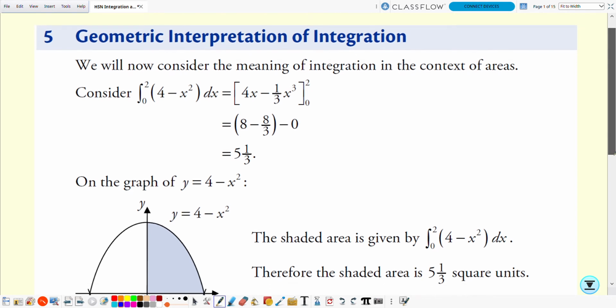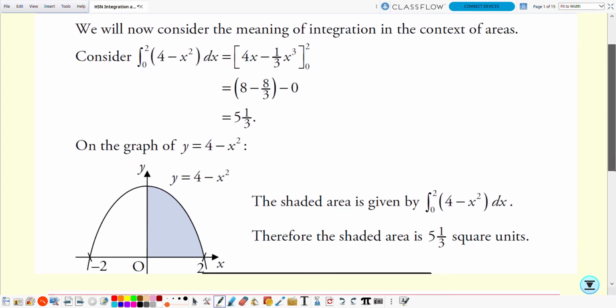So what I'd like to show you, for example, if you're working out the integral from 0 to 2 of the function 4 minus x squared dx, you'd integrate, so you get your 4x minus a third x cubed, you put your limits on, and then you sub in your 2, your upper limit, minus the lower limit subbed in, and that would give you the answer of 5 and a third.